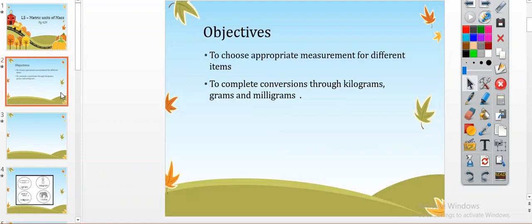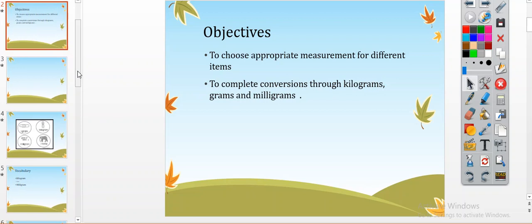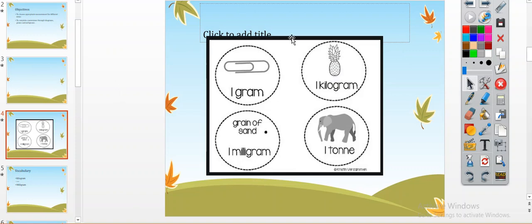So today we're going to be able to choose appropriate measurements for different items, and we're going to be able to complete conversions through kilograms, grams, and milligrams. And remember, mass is the amount of matter an object has. Mass, amount of matter in an object. This is a scientific term that you took before. And today we're going to learn what the units of measurement of mass are. Specifically, metric units of mass.